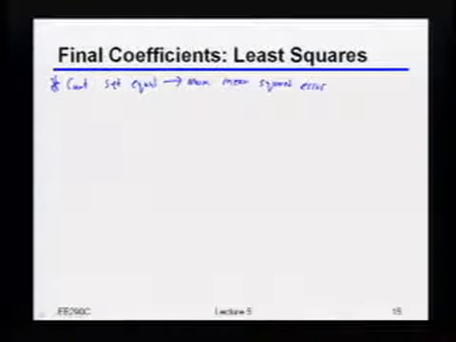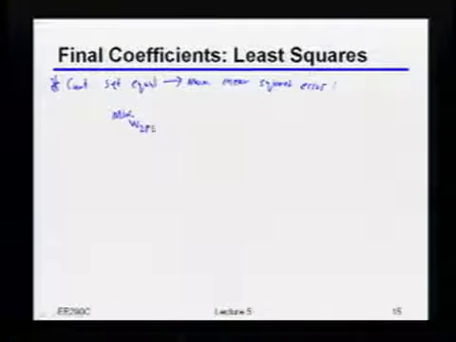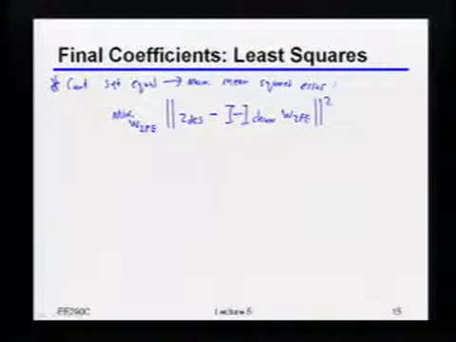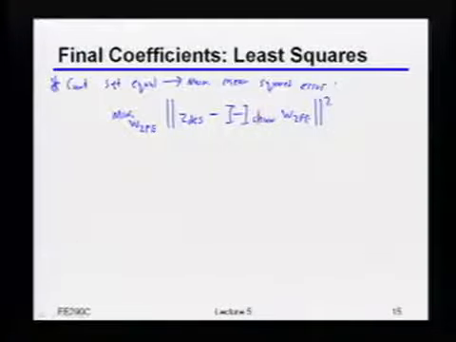What I mean by that is essentially that I want to pick my WZFE so that I minimize the difference between what I wanted and what I'm actually going to get. And when I say minimize the difference, I mean in the mean squared sense. Each one of these entries, I take the difference and square it, and then add it to all of the other entries doing the same thing. Does this make sense to everybody?